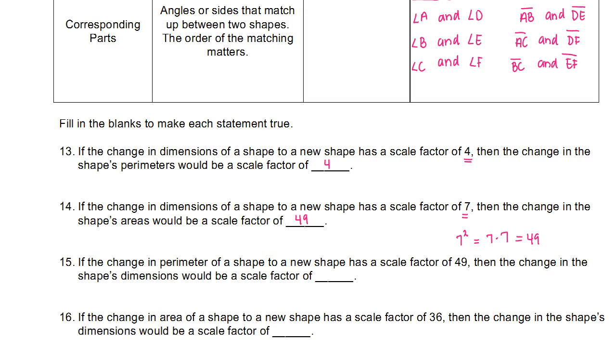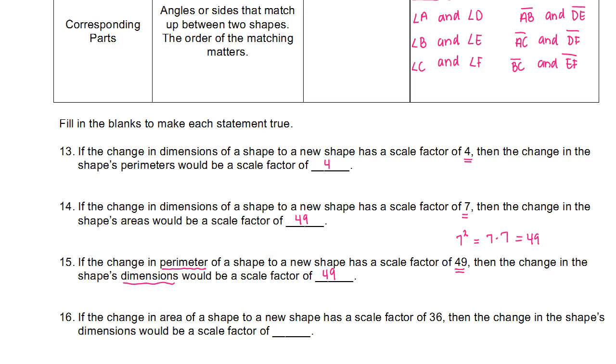For number 15, if the change in perimeter of a shape to a new shape has a scale factor of 49, then the change in the shape's dimensions would be a scale factor of. So if the perimeter has a scale factor of 49, then the dimensions would match and also have a scale factor of 49. So the side lengths change at the same rate as the perimeter, and vice versa.